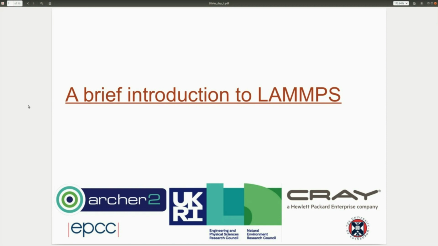Archer 2 is the UK's national supercomputer funded by UKRI. It's a system made up entirely of Cray supercomputers. And personally, we help run Archer 2 as part of EPCC, the Edinburgh Parallel Computing Centre.